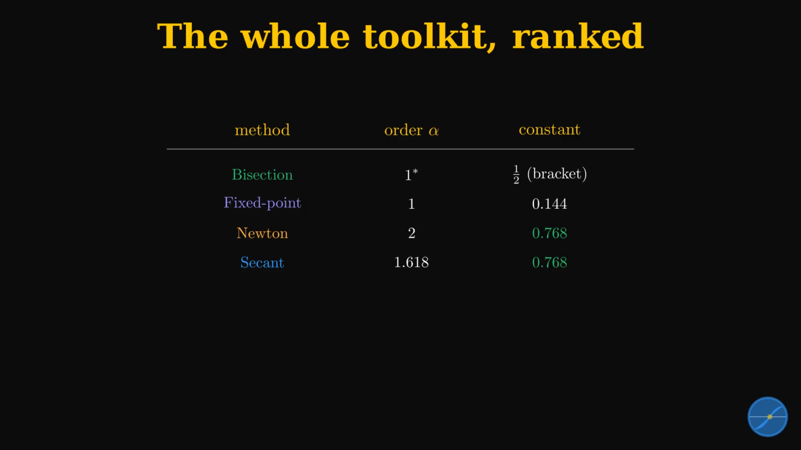Secant, order 1.618, the golden ratio, superlinear, no derivative needed. And Müller from the last episode, order about 1.84. We derived fixed point and Newton in full. Secant's phi and Müller's number come from a similar but longer argument. We'll take them as given. And notice, Newton and secant share the very same constant. They spend it differently, but it's the same number.